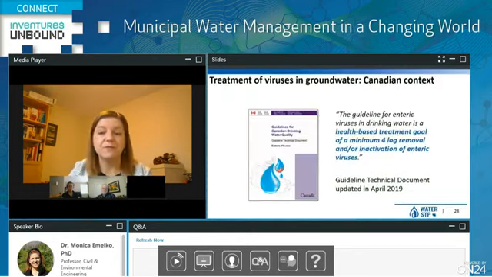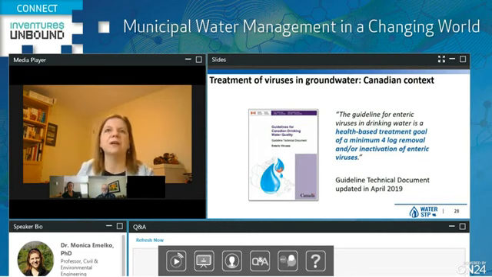So let's take the treatment of viruses in groundwater as an example. Our Canadian context from Health Canada's guidance document on water quality and risk assessment speaks to a health-based treatment target. This is the guidelines for Canadian water quality, specifically a health-based target that is a treatment goal of a minimum of 4 log removal and/or inactivation of enteric viruses.